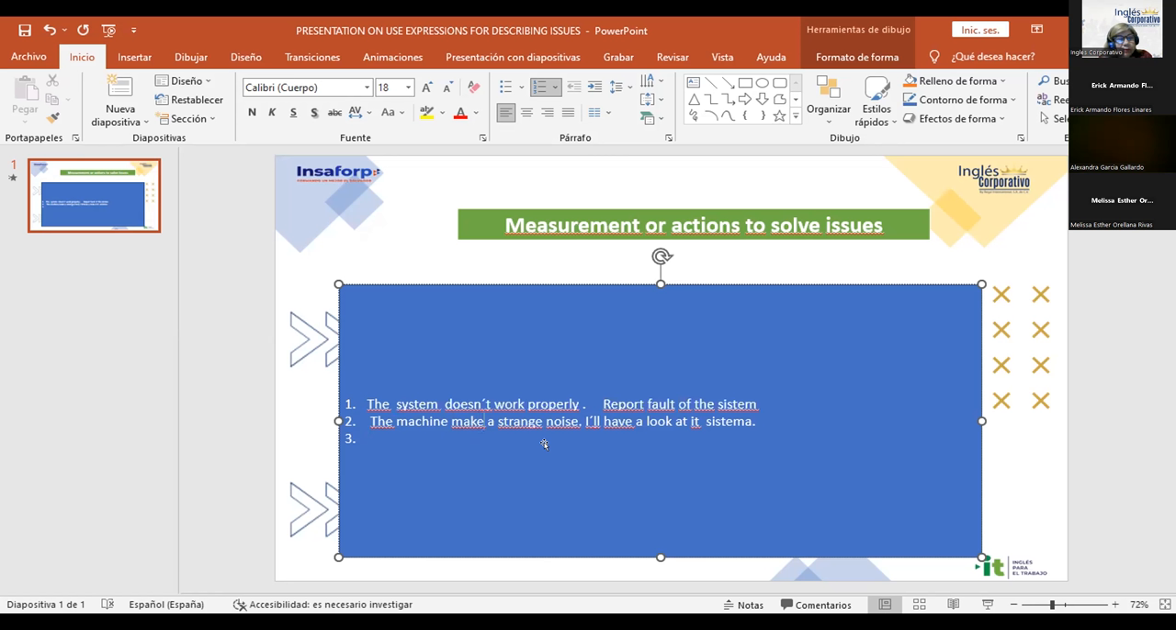Vaya, esas son las correcciones. El verbo en tercera persona. ¿Qué le falta a ese verbo para que sea correctamente? Porque es tercera persona. Ahí ayuden los demás. Tendría que ser makes. The machine makes. Ok, continue.